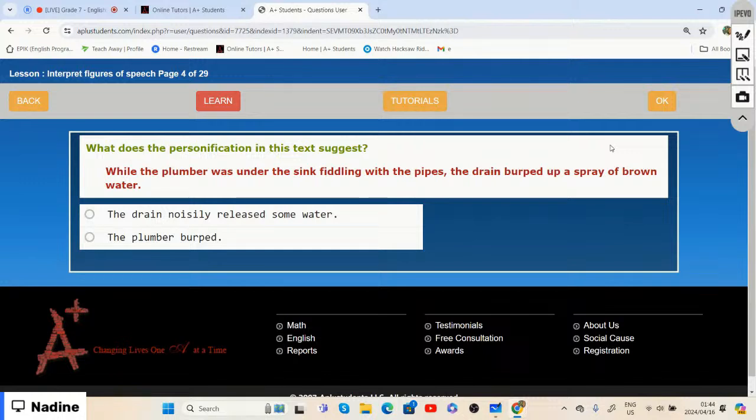All right, let's do the last one. It says, what does the personification in this text suggest? Human like. While the plumber was under the sink fiddling with the pipes, the drain burped up a spray of brown water. Does it mean that the drain noisily released some water or the plumber burped? What is the correct answer?